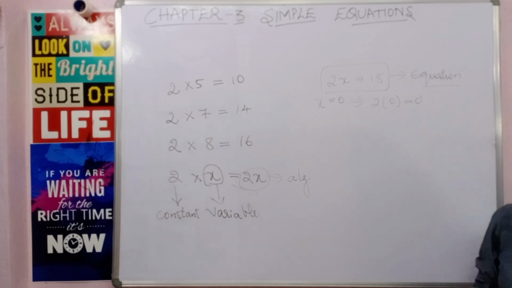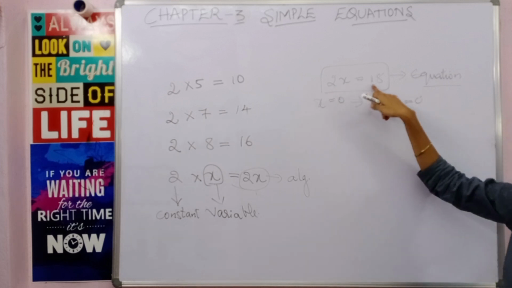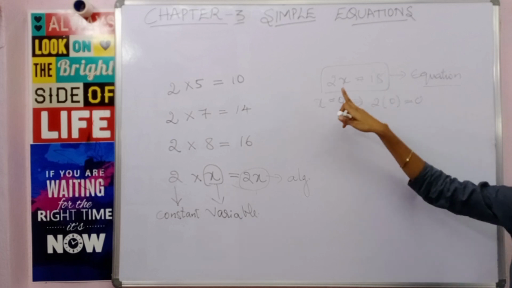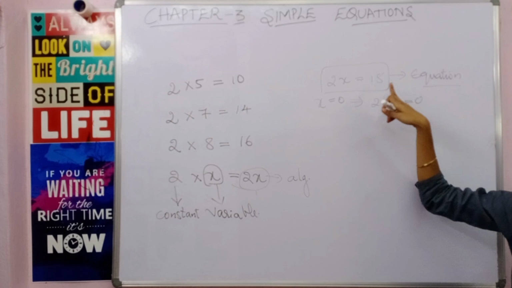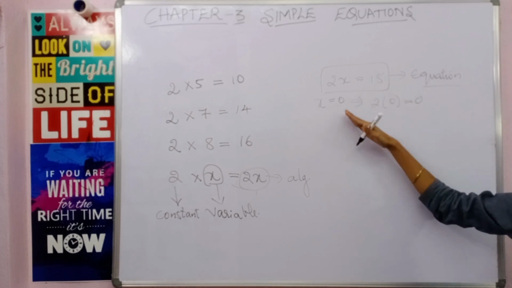It becomes 0. But you want 2 into x to be 18. But if you are substituting 0 in the place of x, you are getting 0, which is not equal to 18, clear. So we will go for the next value.